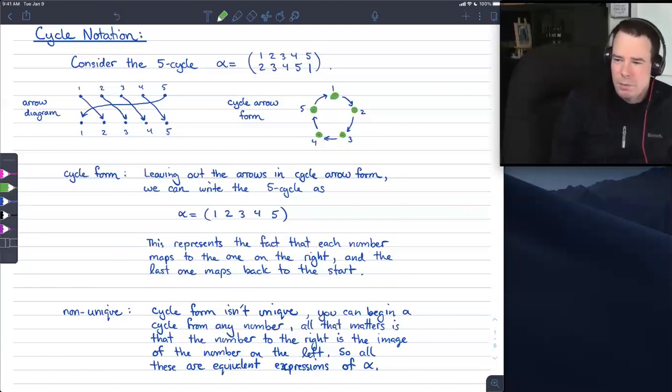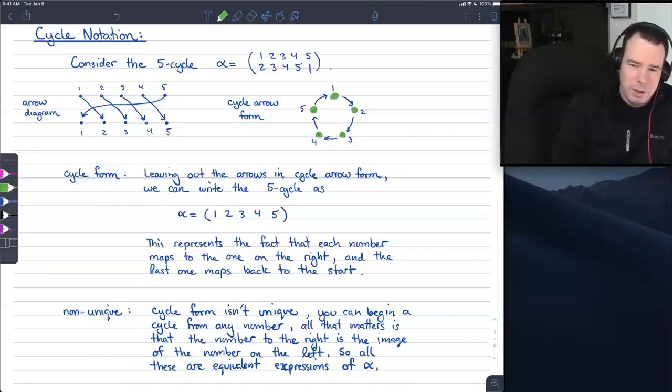And this diagram represents all of alpha. There's nothing missing from it. It tells us exactly which numbers get mapped to which ones. 4 goes to 5, 2 goes to 3. We can read that off. So it's a condensed form of the arrow diagram, and this is known as cycle arrow form. And here's the key next step: I don't even actually have to use the arrows.